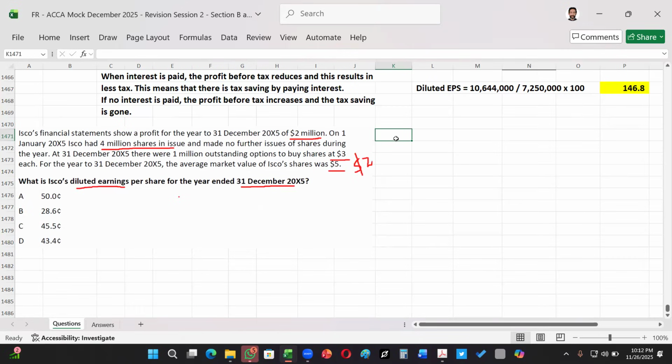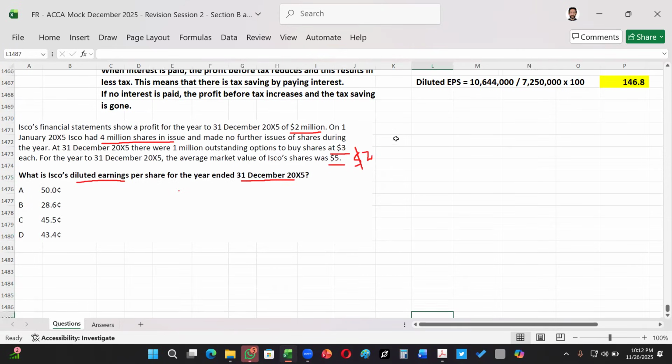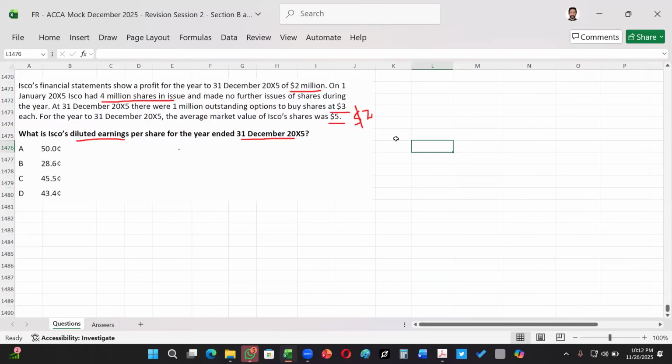Okay, so let's just show you this part of the question. We have the earnings. We agreed EPS is equal to these earnings of 2 million. I'm just going to write it here, and we divide by the number of shares. So this is what we're going to find out. The existing number of shares is 4 million.